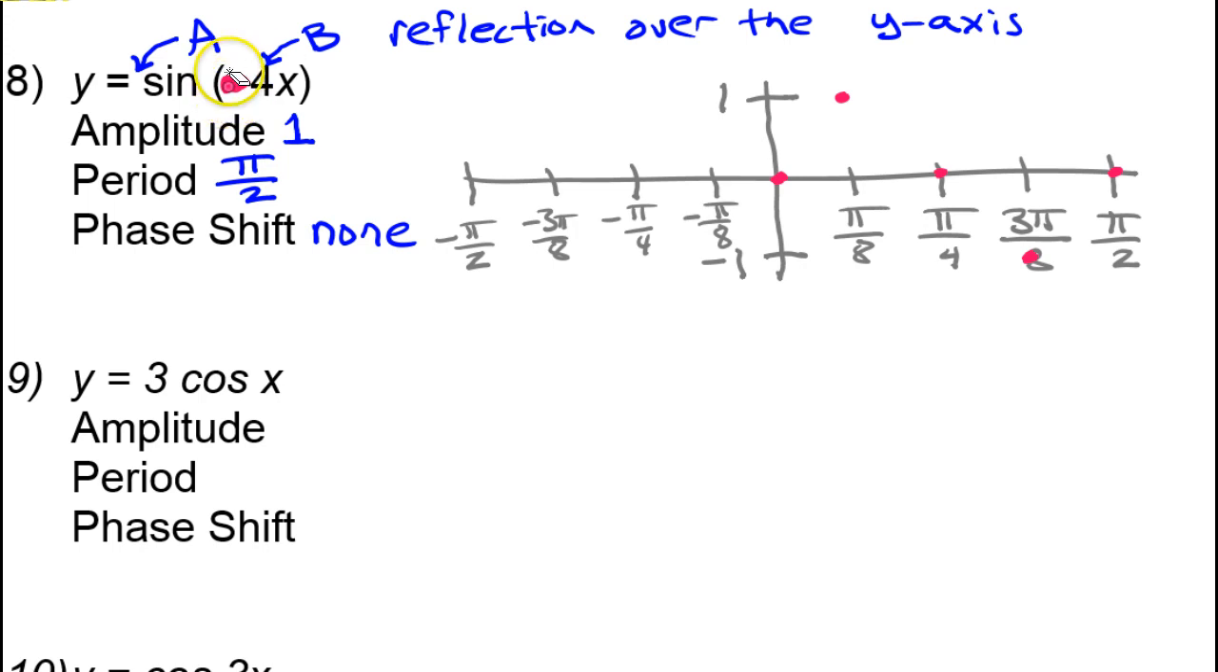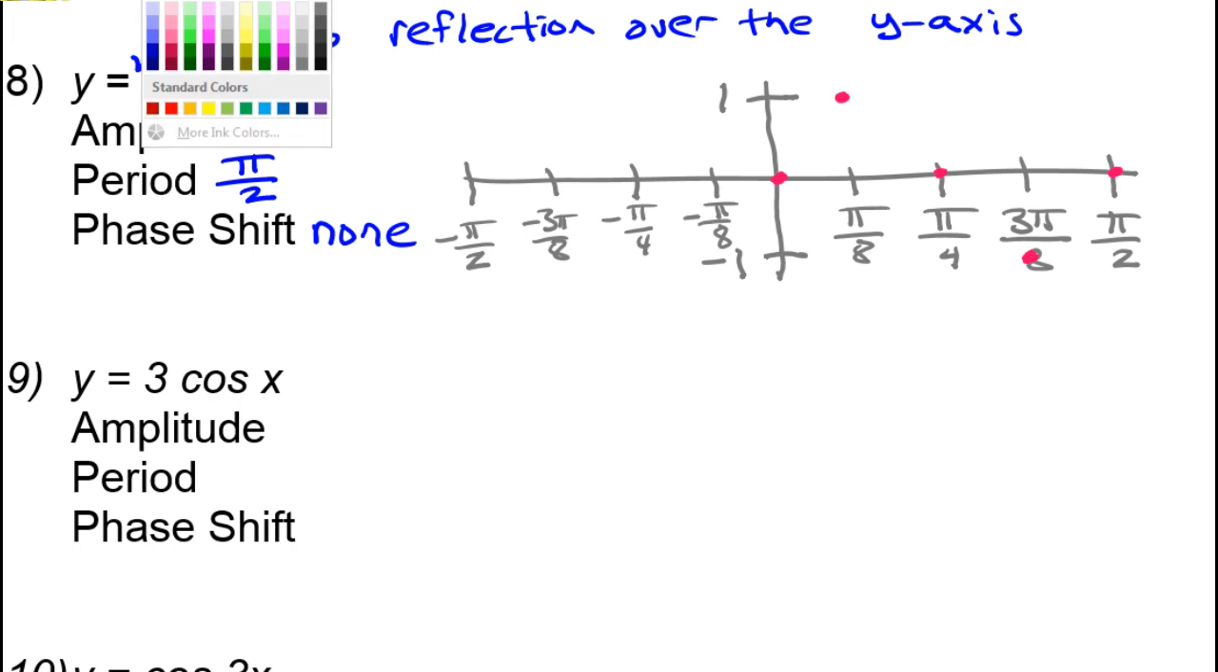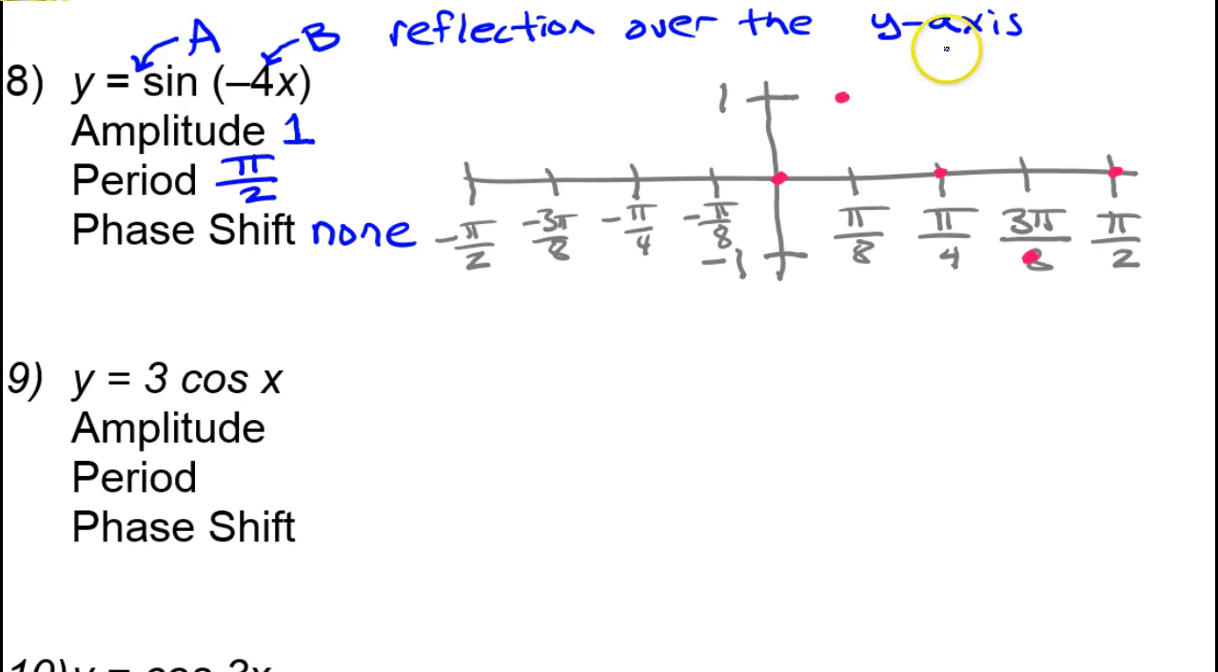Now, because I do have a negative sign right here, that tells me that I need to do a reflection over the y-axis. So I'm going to find the mirror image of each one of these points. Now, the reflection of the point that's right on the y-axis is not going to change. But the mirror image of this on the other side of the y-axis would be here. The mirror image of this point would be here. The mirror image of this point would be here. And the mirror image of this point would be here.